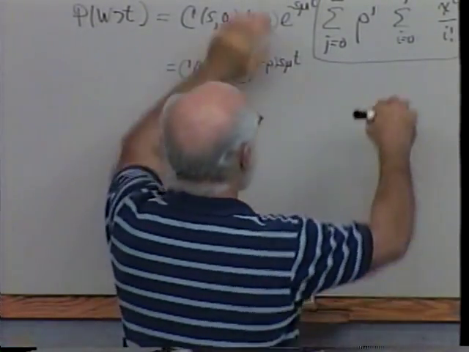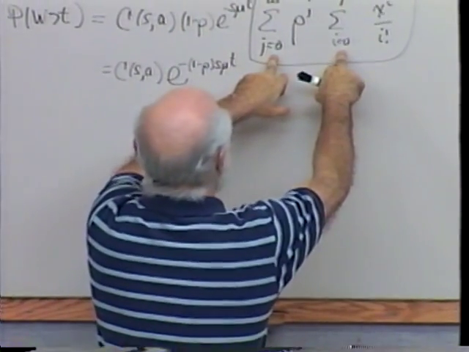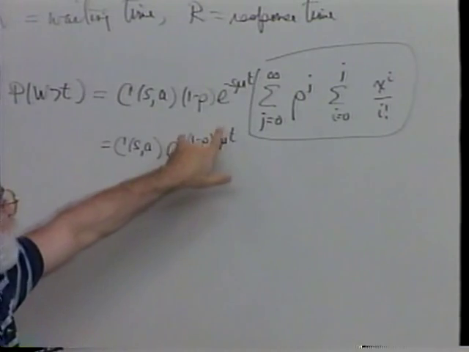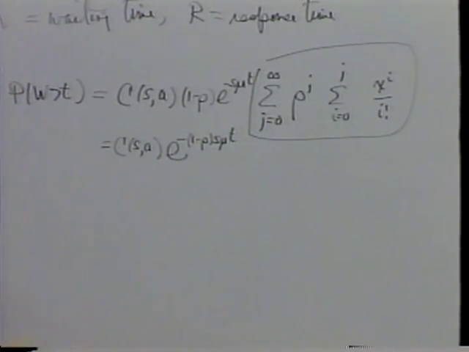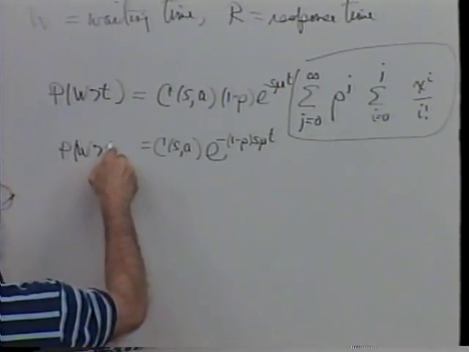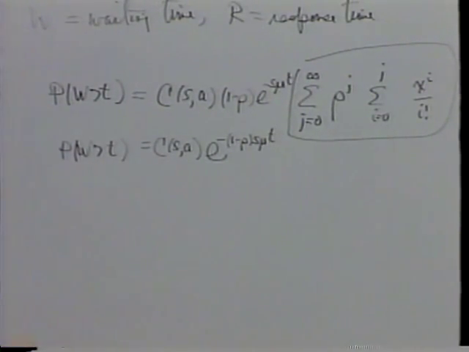All right, so this double sum is then really easy, because all it turns out to be is just that, with two terms that cancel that, with a term that cancels that. And this is my answer. The probability of waiting longer than t is the Erlang C times e to the minus 1 minus rho s mu t. This is very simple. Very simple and very neat.